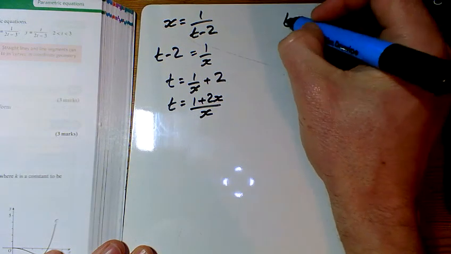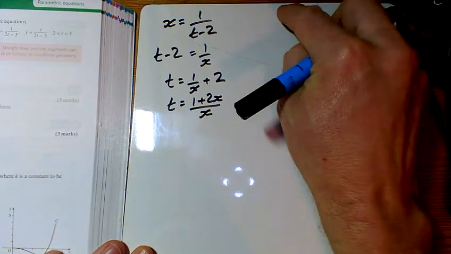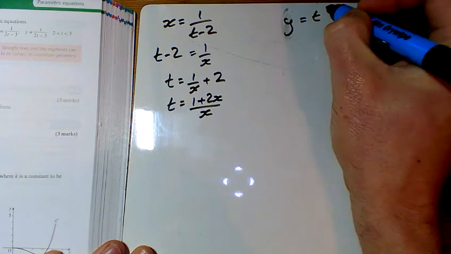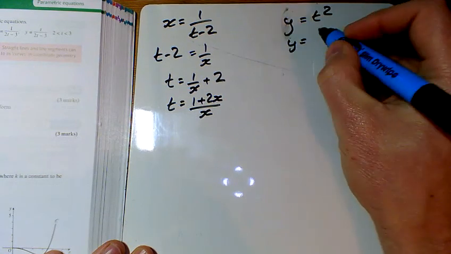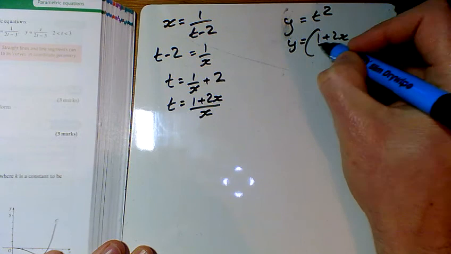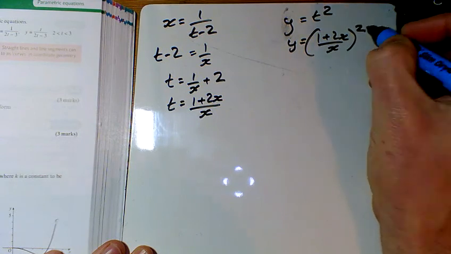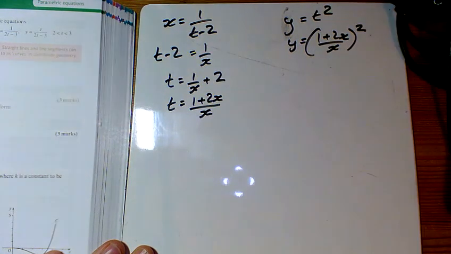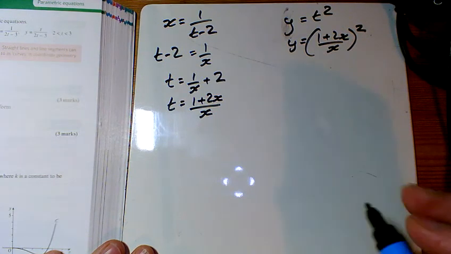And it tells us that y is equal to t squared. So y is 1 plus 2x over x all squared. And I really can't be bothered to multiply that out. I mean, we might have to, but that'll do.